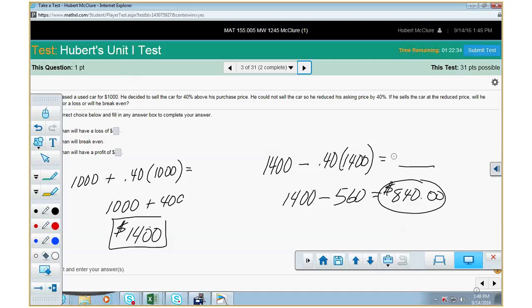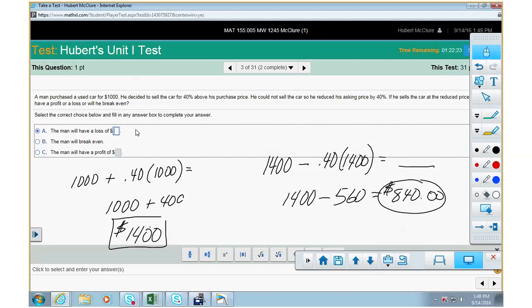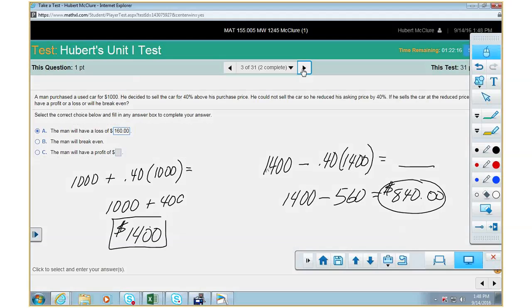Somewhat. All right. Anytime you see a test question like that, let me know. Anytime, standardized test. Man will have a loss of 160. Next question.